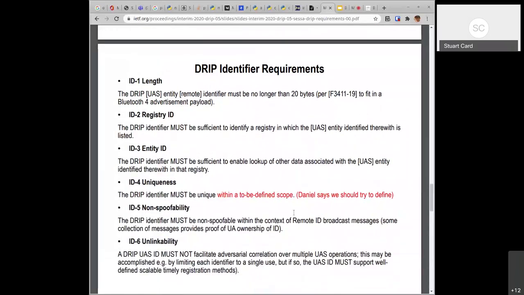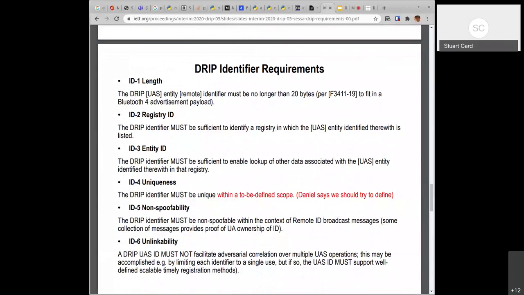Okay, so now we move into identifier requirements. I've tried to group the requirements just to make them manageable, but there's clearly some overlap. For instance, the unlinkability requirement on the identifier could be considered a privacy requirement.